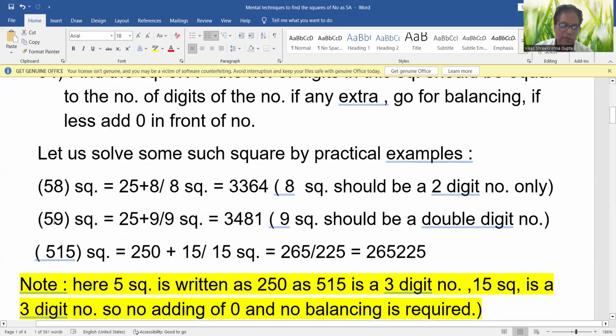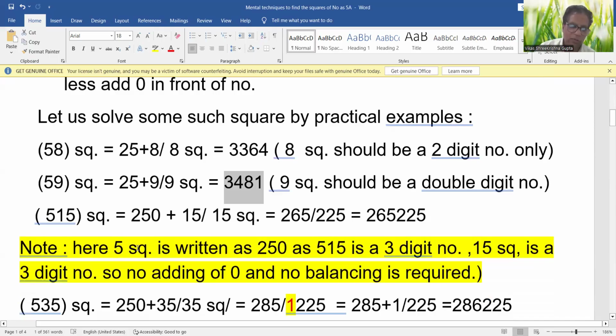In the same way, 59 square. Now you add 9 to 25, you get the answer 34. And then you find the 9 square. 9 square is already a double-digit number, so no need of any balancing or adding any 0. So the answer will be 3481. Right? In the same way, for the square of 515, here you see, I've taken the 5 square as 250, not 25, 250.